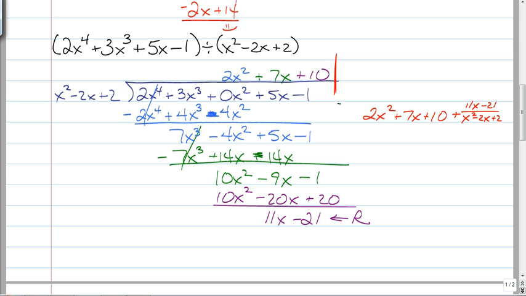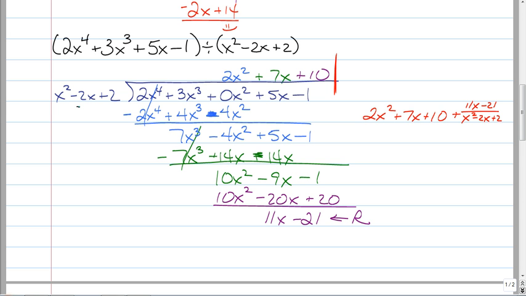So just like I did in the earlier problem with the 2 over 9, your remainder goes over what you're dividing by. So your final answer is 2x squared plus 7x plus 10 plus your remainder over x squared minus 2x plus 2.